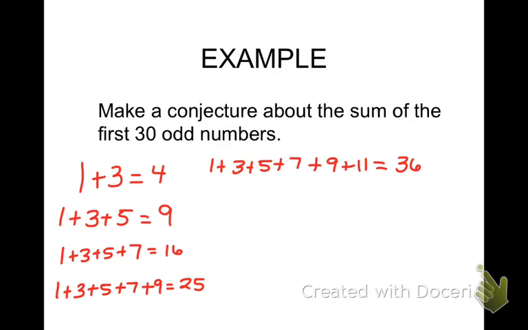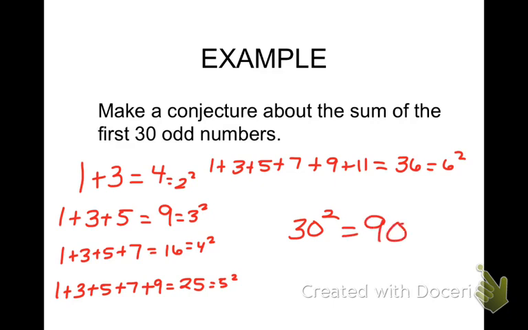It's going to be 30 squared, right? Because this is equal to 2 squared. This is equal to 3 squared. This is equal to 4 squared. This is equal to 5 squared. This is equal to 6 squared. So the first 30 would be equal to 30 squared, which is 30 times 30? 900.